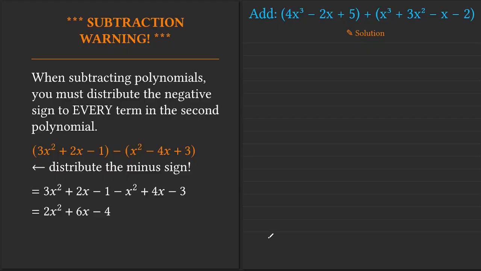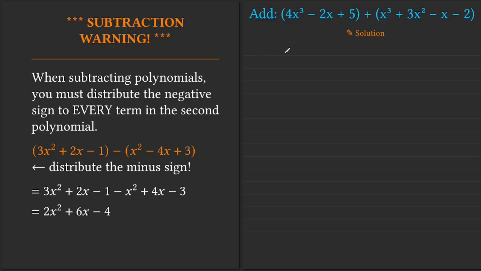So our first question here says we have to add 4x cubed minus 2x plus 5 to x cubed plus 3x squared minus x minus 2. I'm going to use two methods to do it. Then you can take any that you think you'd like best.